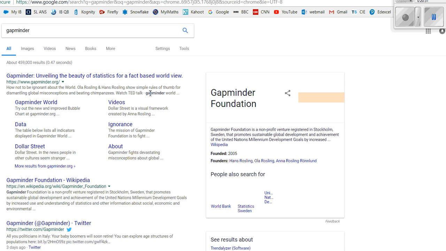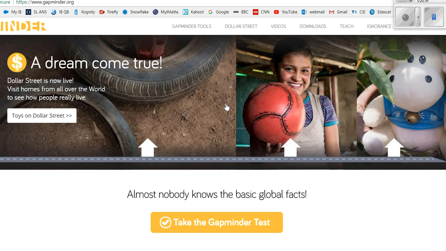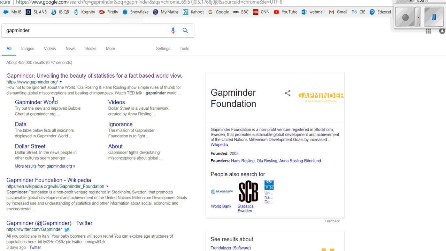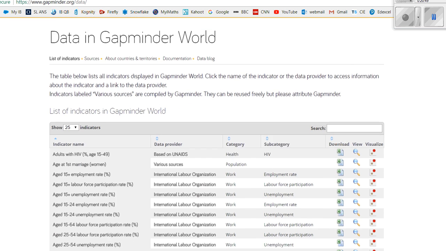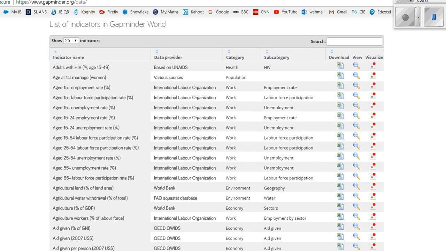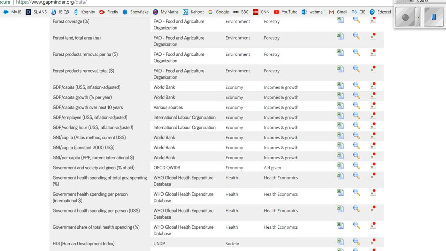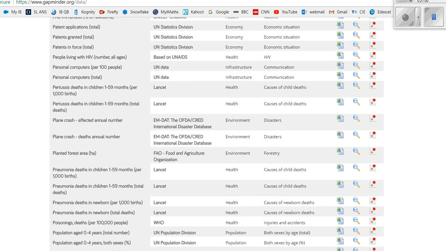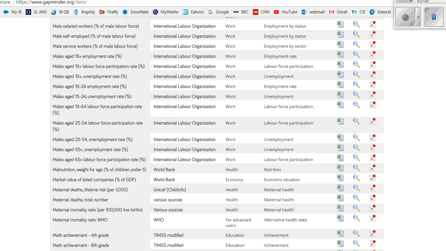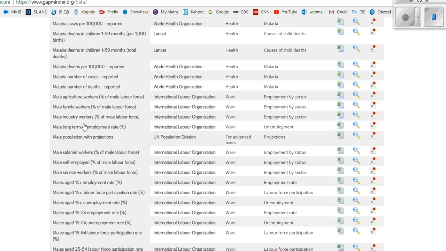Someone was interested in, I think, prison population and GDP per capita. Like, do the richer countries have fewer people in prison or more people in prison? So you go to Gapminder, data, just go straight to data. And see, here are all your indicators, and there's heaps of them. It's just showing you how long it is. So what's one here that you're interested in? Malaria deaths per 100,000.